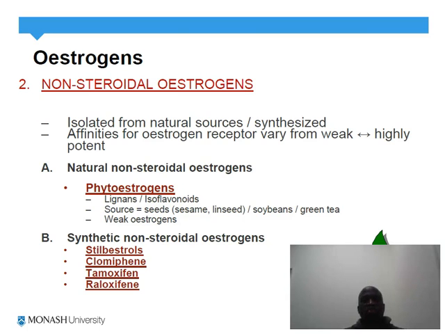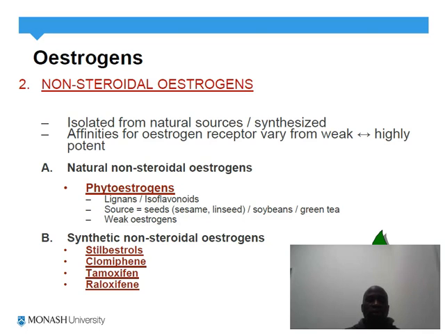While still looking at estrogen, we also have the second category called non-steroidal estrogens. These are different forms of estrogen in structure, in how they are made. The non-steroidal ones are isolated from natural sources, or they are synthesized. So what are these natural sources? Basically, they are known to have affinity for estrogen receptors.